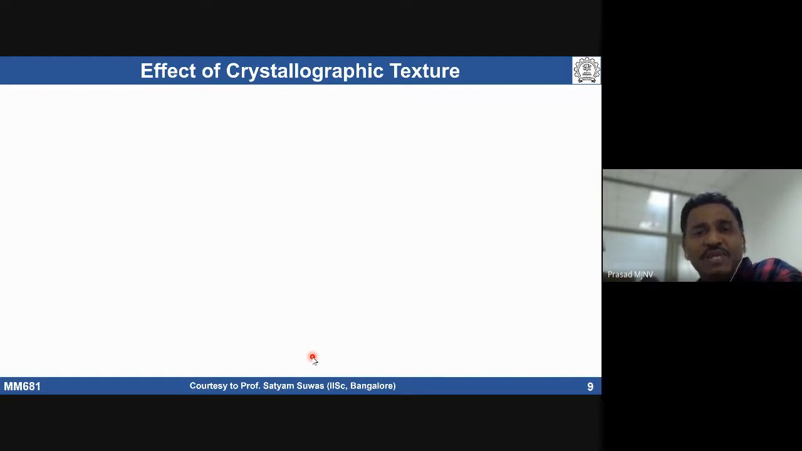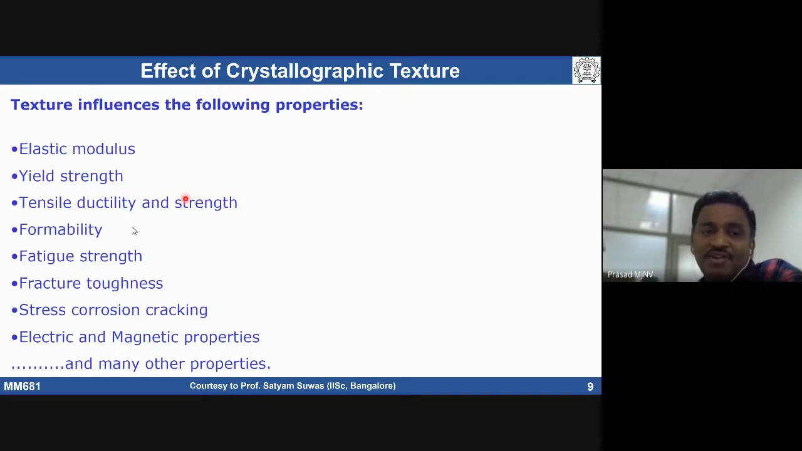Many properties, even fracture strength, people have shown. Fracture strength is going to depend on it, and fracture toughness. Many properties which are anisotropic in nature can be affected by changing the crystallographic texture of a polycrystalline material. The most important thing is formability. I listed down some of the things. As far as deformation is concerned, formability is going to get affected. And as far as magnetic properties, we know silicon steels, iron silicon steels, are used for what purpose? Any idea?